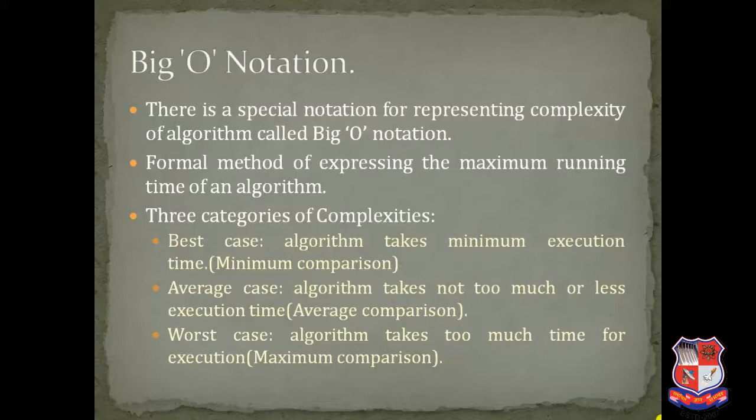Best case complexity. If the algorithm takes minimum execution time, then we can say it has the best case time complexity. And that is possible if the algorithm contains the minimum comparison statements. Average case complexity. If the algorithm takes not too much or not too little execution time, then we can say it has the average time complexity. And that is possible if it contains the average comparison statements.